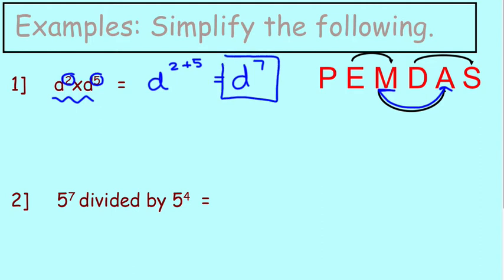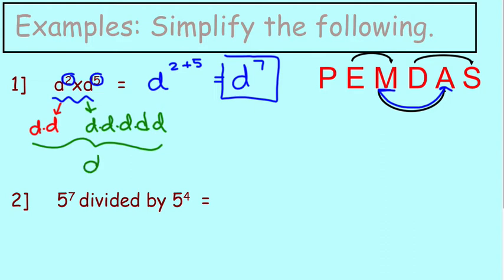When we first learned exponents, we learned that we could break this up into d and d, and d and d and d and d and d, and then we would count them all up. That's what we did in pre-algebra. We don't want you to do that anymore. We want you to use these rules, so you can still get d to the 7th.